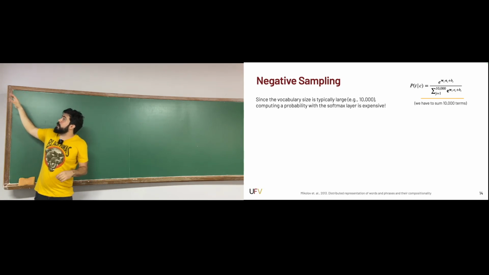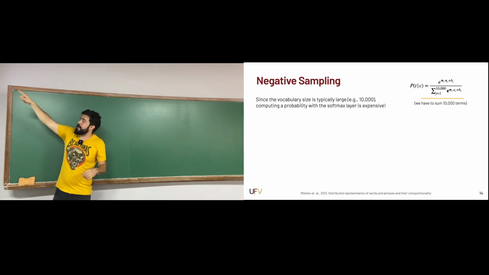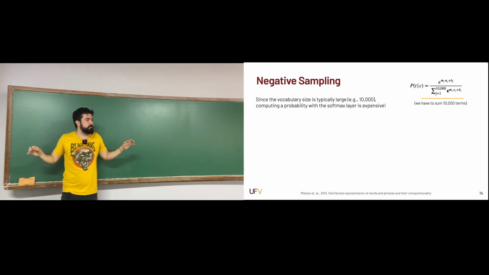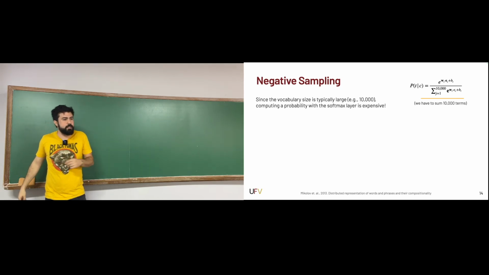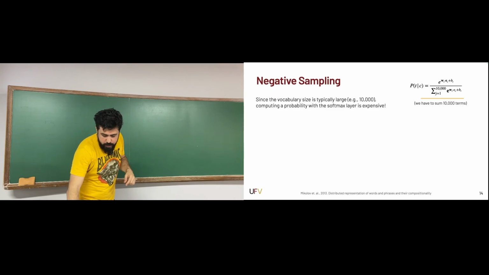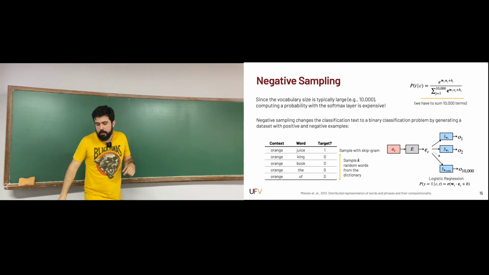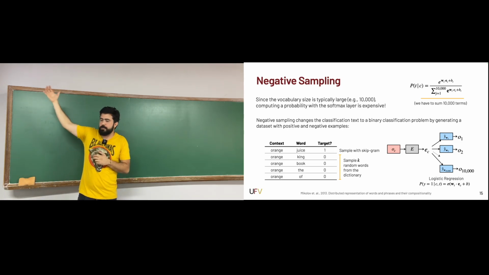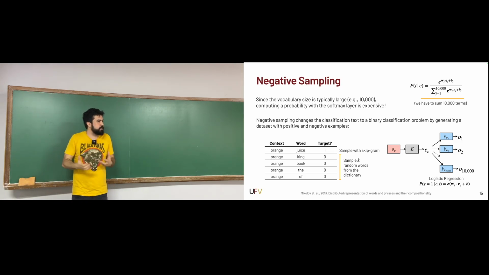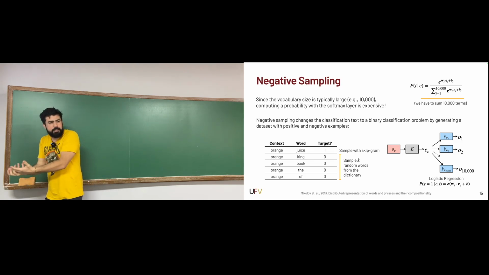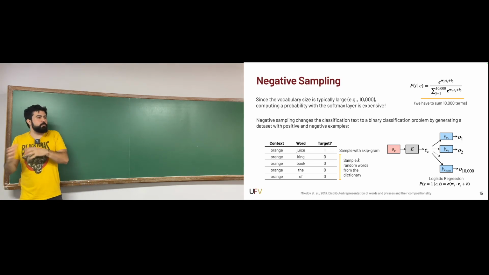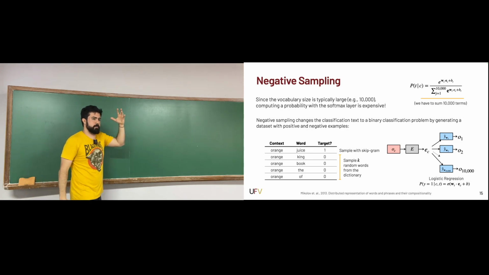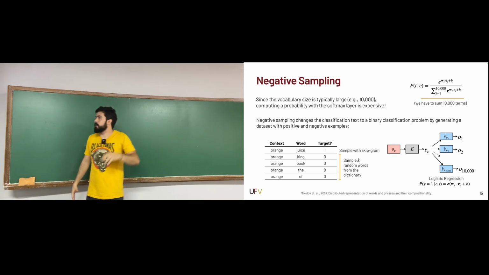So to deal with this problem of not having that softmax normalization at the bottom, that is a very long summation, we can do the following. We're going to flip the problem a little bit. Before, in Word2Vec, we had a multi-class classification problem. That's why we have a softmax. But we're going to turn that into multiple binary classification problems. Okay?